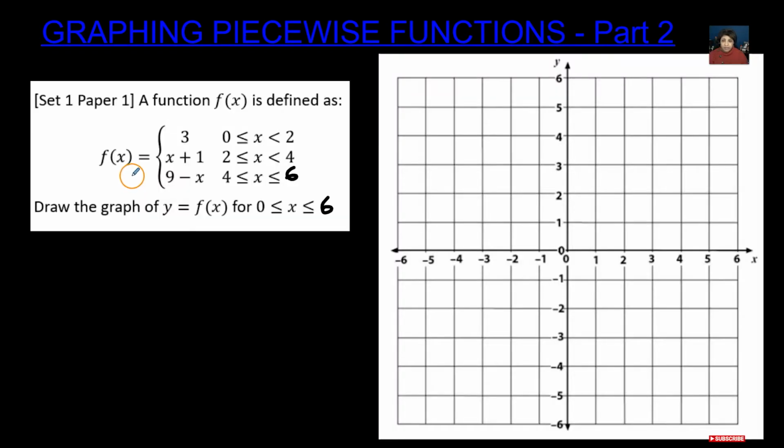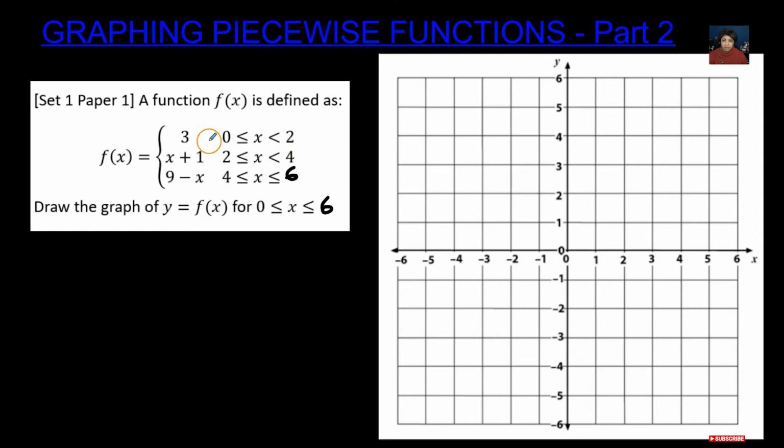Right, so we have the first example. We're told function of x is equal to 3 when x is greater or equal to 0 and less than 2. Function of x is equal to x plus 1 when x is greater or equal to 2 and less than 4. And finally, function of x is equal to 9 minus x when x is greater or equal to 4 and less or equal to 6. So how do we go about graphing this?